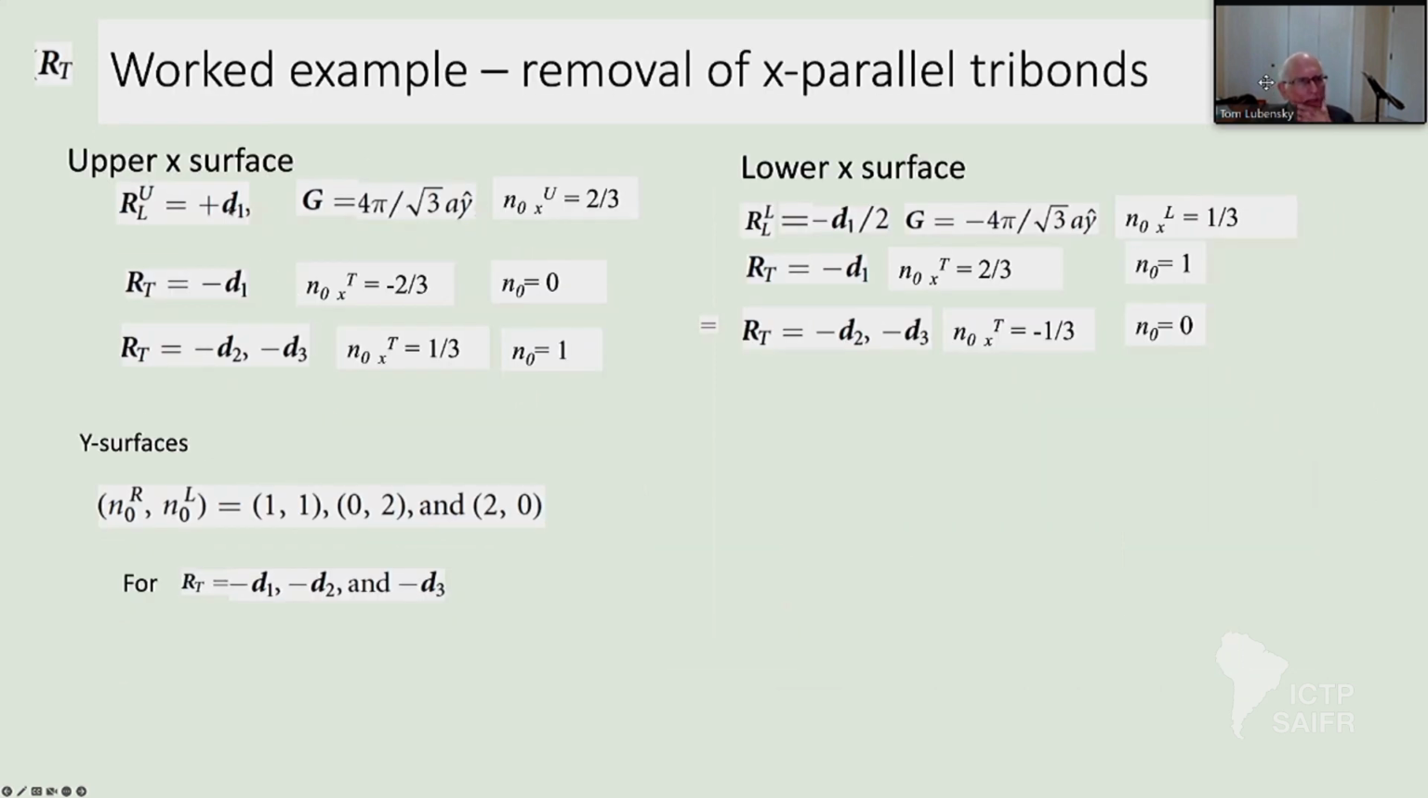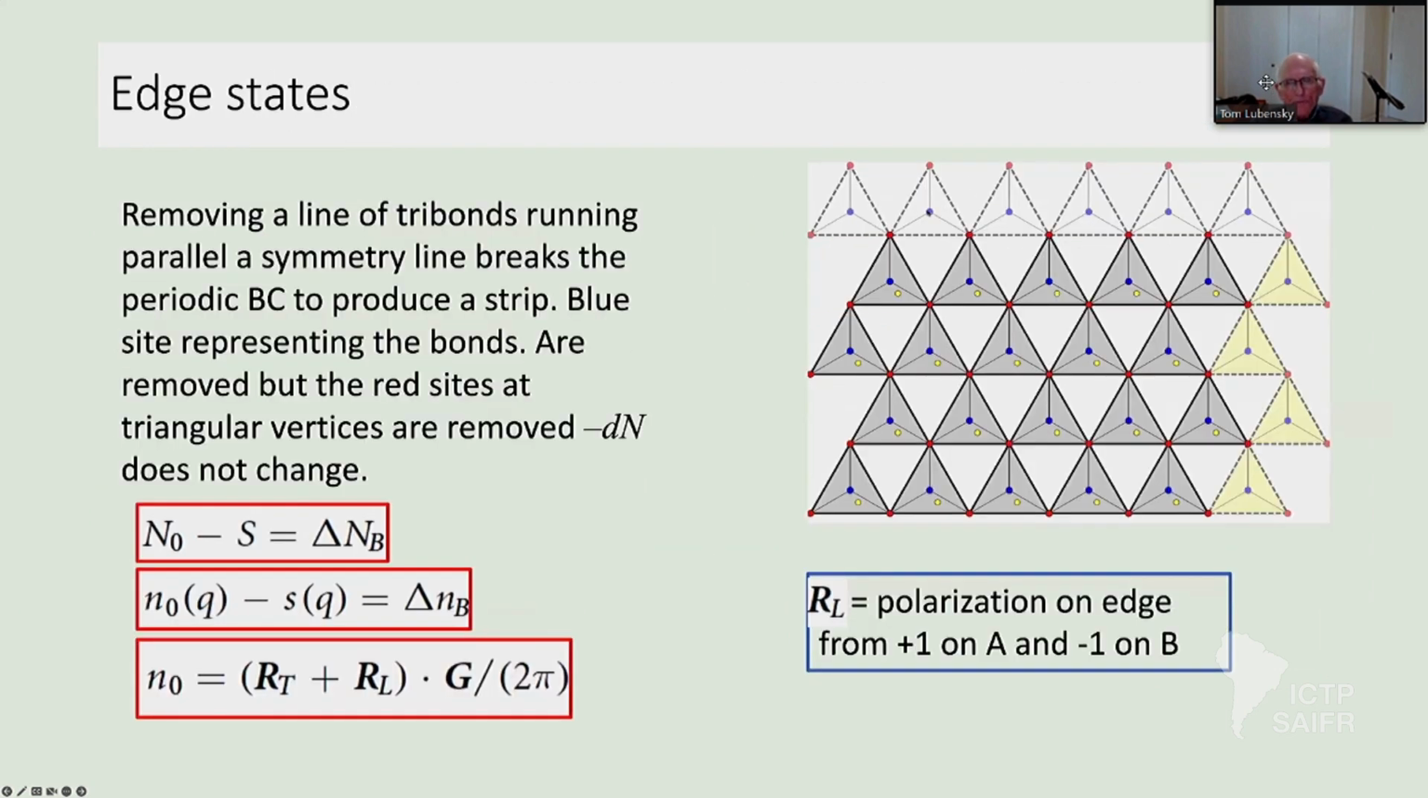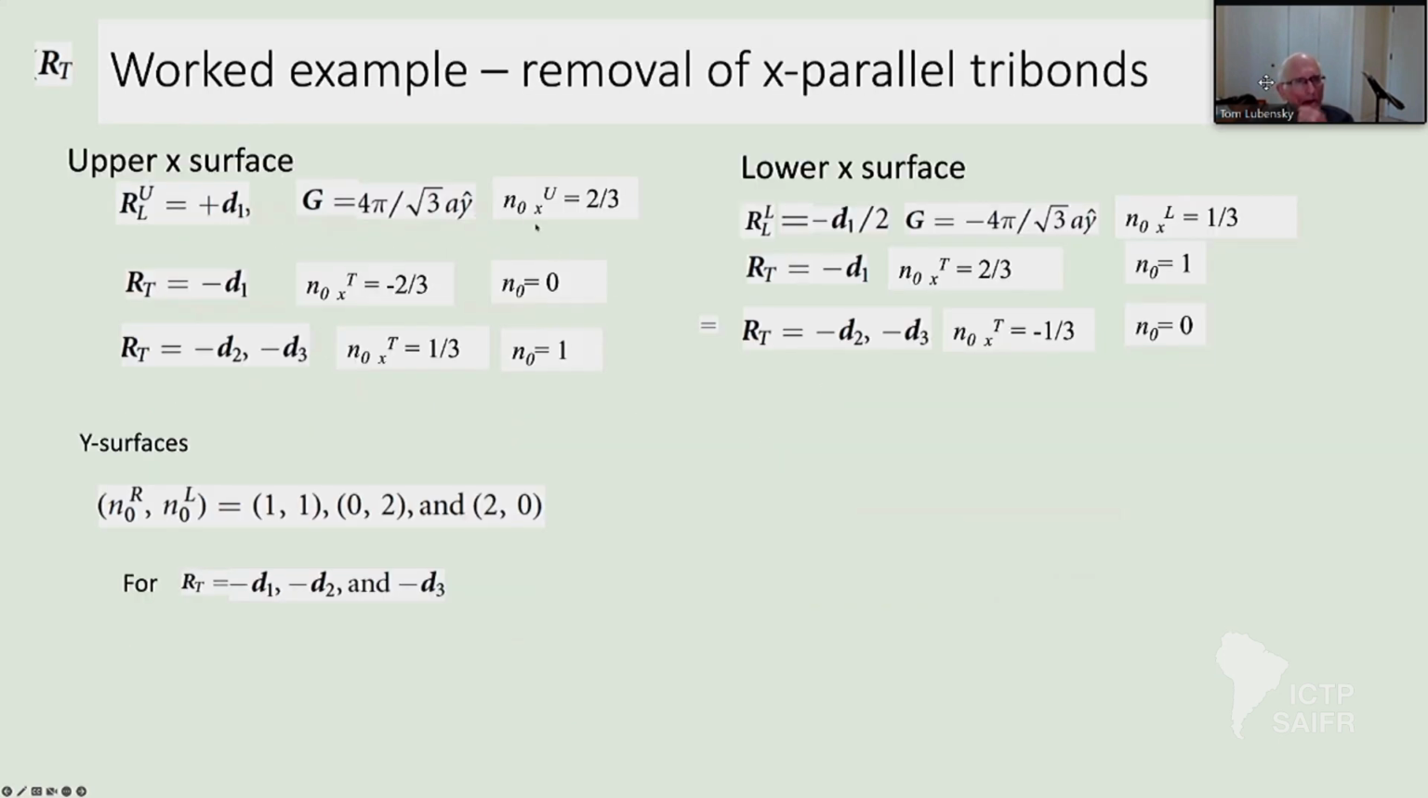So if we look at the upper X surface, the upper topological charge is plus d1 for the reasons I just told you, right? That the vector points from there to there, d is that direction. The normal to the surface is in the plus y direction, and there should have been a parentheses here. The √3a is in the denominator.